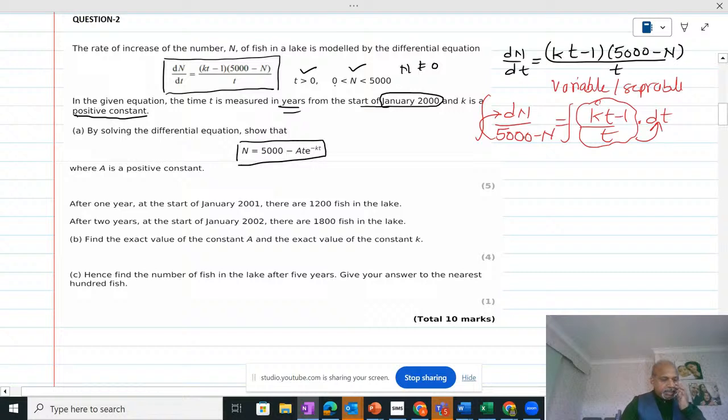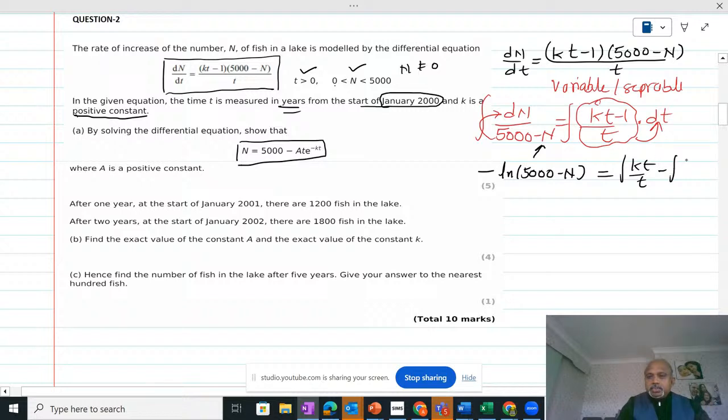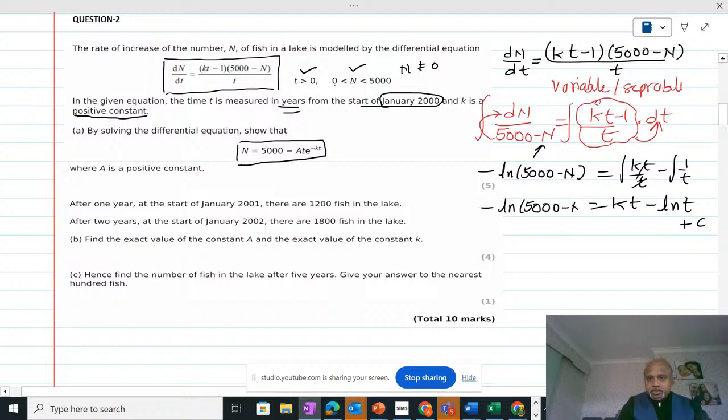So 1 over 5000 minus n. See, with n here it is a minus sign. So we can write here minus ln (5000 minus n). And this we can write as the integration of kt over t minus the integration of 1 over t. Okay, so t and t will be cancelled, so here we'll get kt, and this will be minus ln t, and we need to put one constant here, and it is minus ln (5000 minus n).